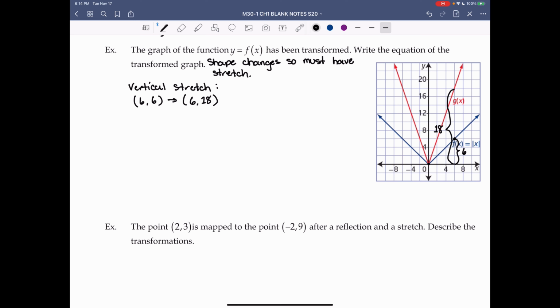Our x values are the same, so we can write the mapping notation. x, y goes to x, the x values didn't change. The y value, 6 to 18, you'd have to multiply by 3, so that's 3y. That tells us that a equals 3. Then our original function is f of x equals absolute value of x. So the new function we can write as y equals 3 absolute value of x.